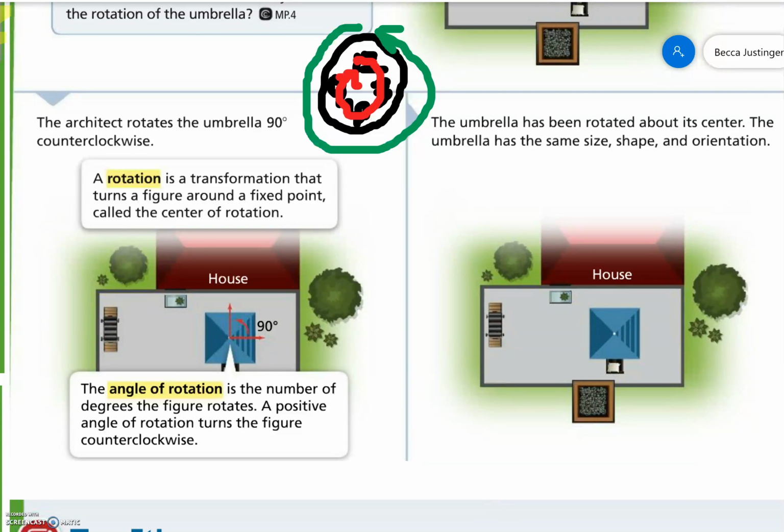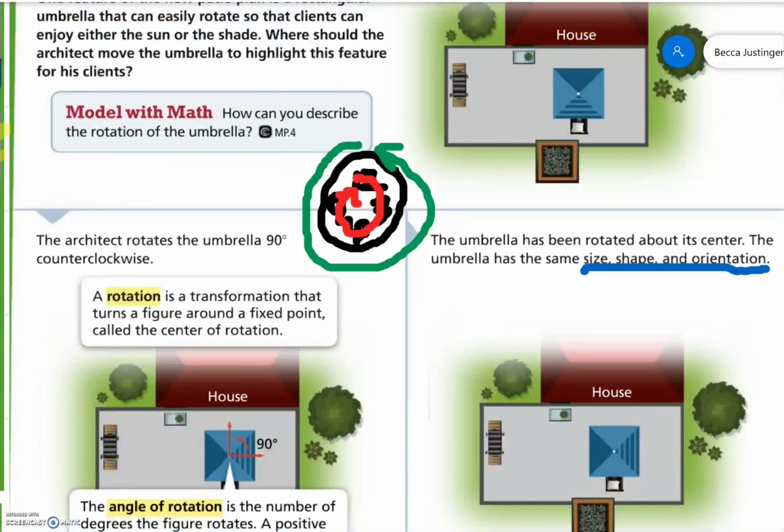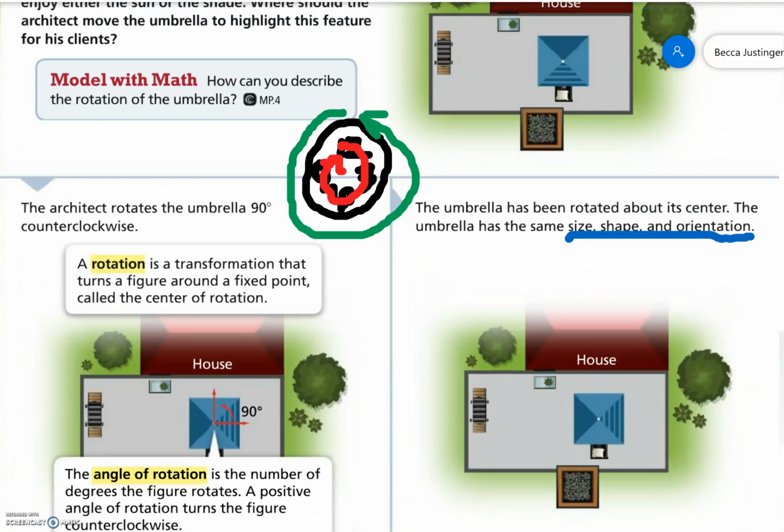The umbrella has been rotated about its center. The umbrella has the same size, shape, and orientation. Okay, so if you can see, it's kind of hard to tell because the umbrella has the same shape. It's a square. But if you can see now, the part with the stripes is now on the right because we rotated it that way.